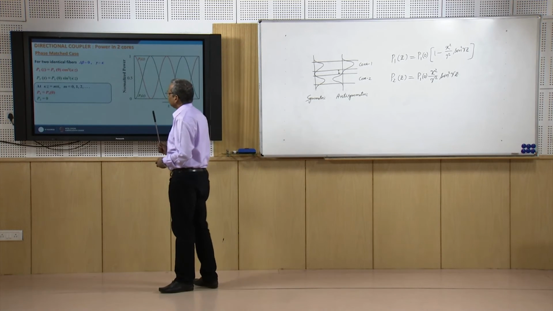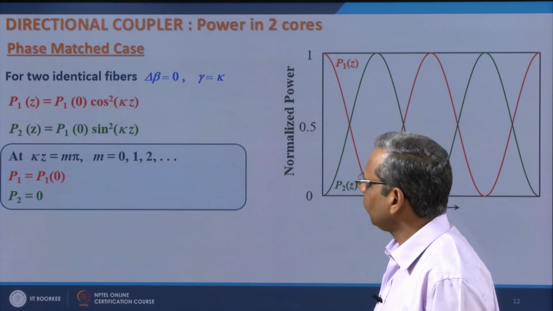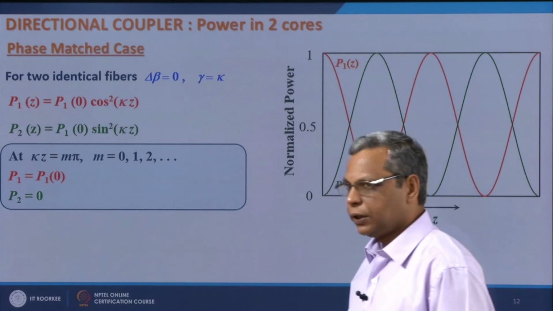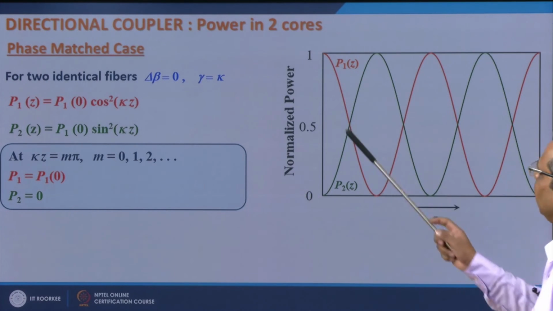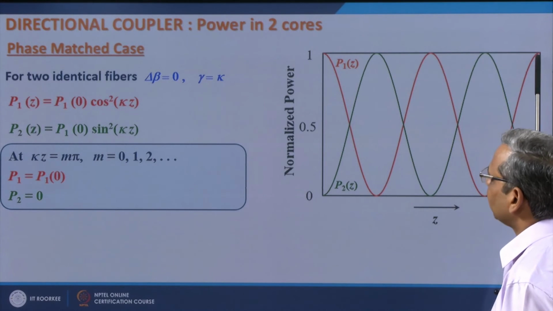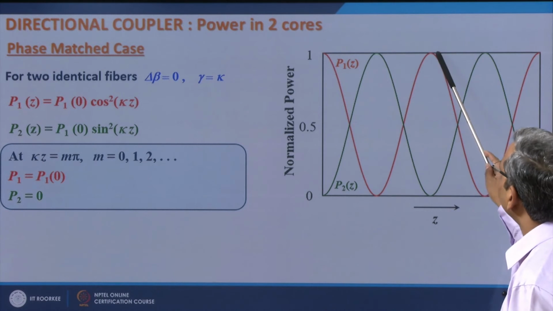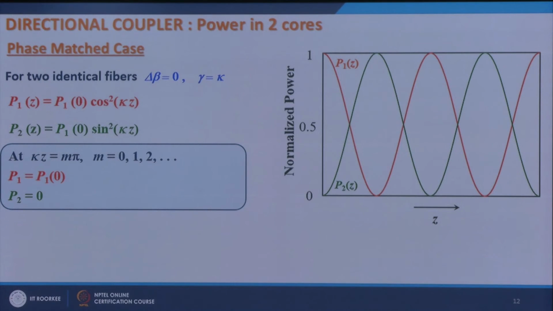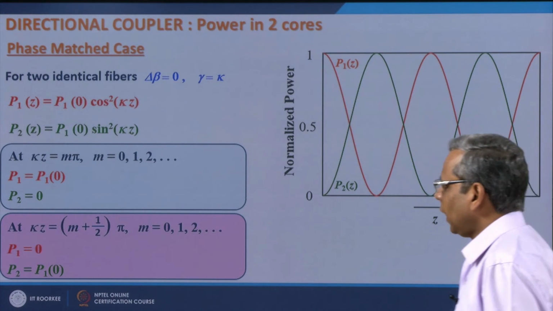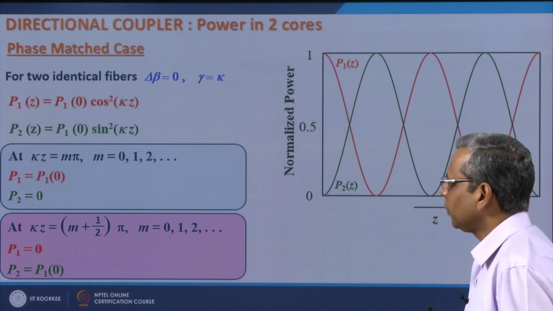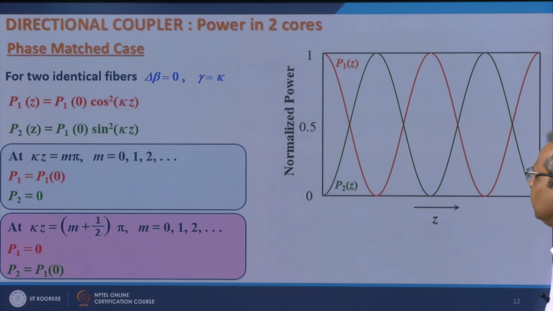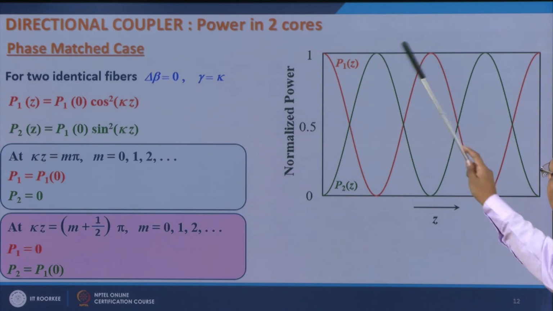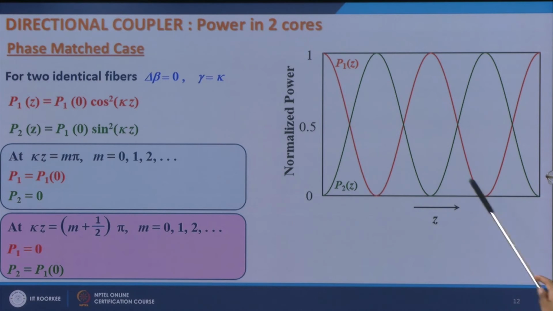What do I see here? That at kappa z is equal to m pi, where m has integer values, then P1 is equal to P10 and P2 is equal to 0, which means that at these points where kappa z is equal to m pi, I have entire power in core 1 and 0 power in core 2. On the other hand, at kappa z is equal to m plus half pi, P1 is equal to 0 and P2 is equal to P10, that is at these points where kappa z is equal to m plus half pi, entire power is in core 2 and the power in core 1 is 0.